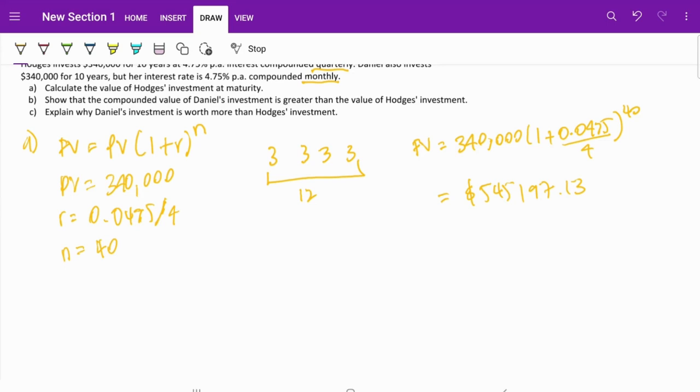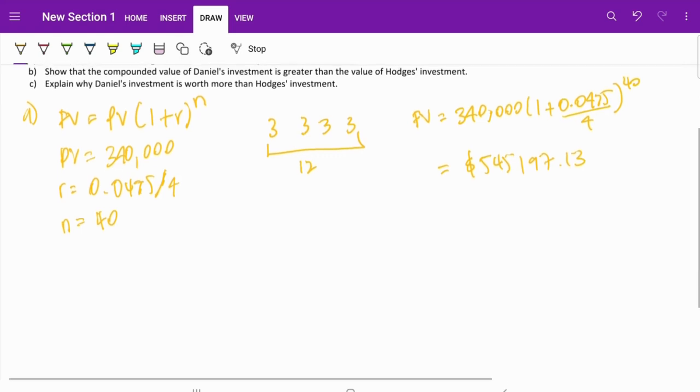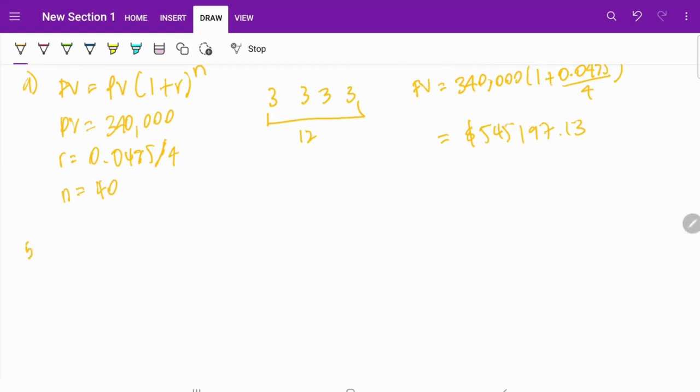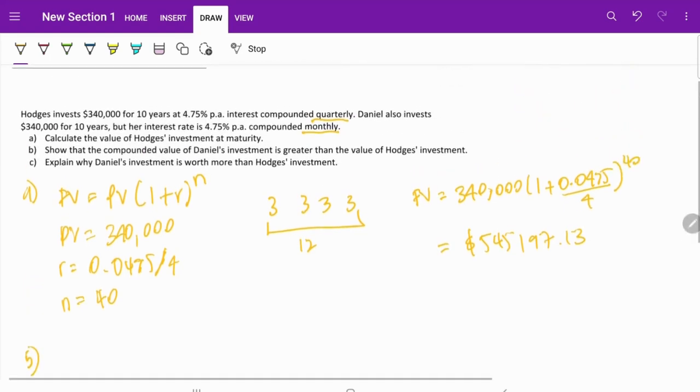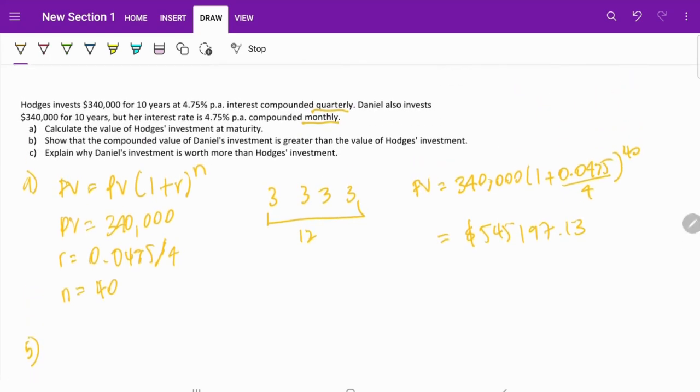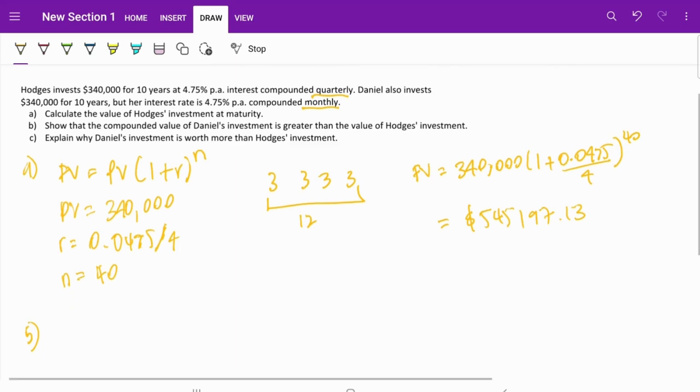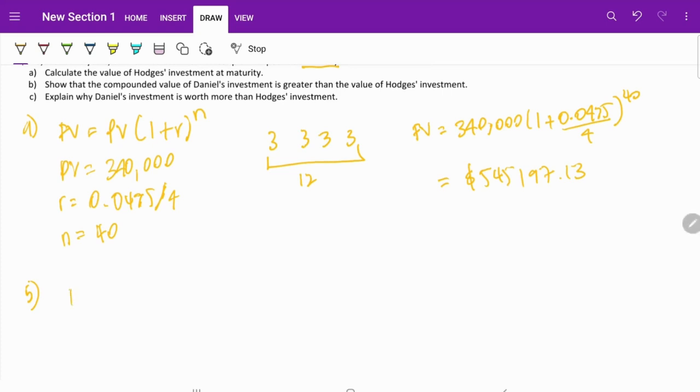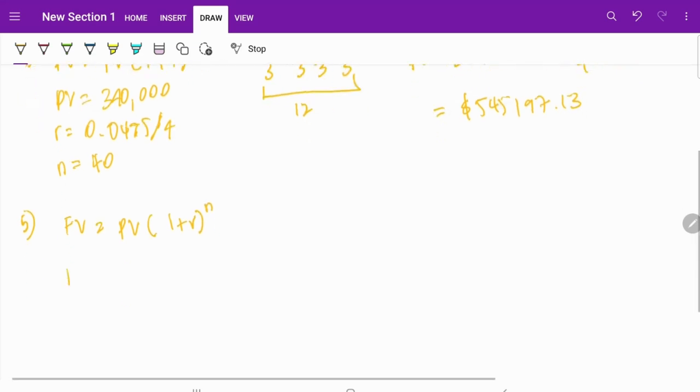Our next question is asking, show that the compounded value of Daniel's investment is greater than the value of Hodges' investment. So we're doing the same thing again, applying the same formula, but one thing that will change is that his interest is compounded monthly, not quarterly. So in that case, still rewrite the formula, PV 1 plus R to the N.